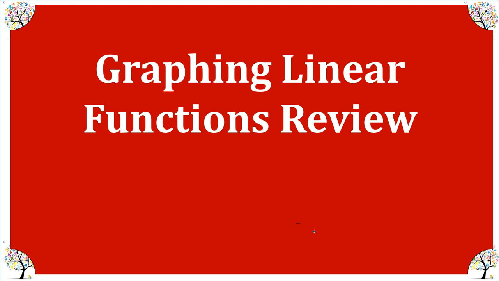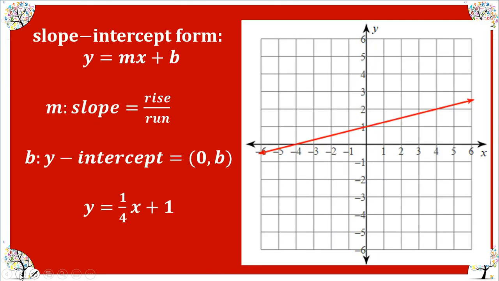Okay, guys, let's review graphing linear functions before we get into our unit on systems. So recall that a linear function is simply a straight line on a graph. Slope-intercept form is a way that we write our linear equations so that we can graph them easily. So recall that the m in our equation, the coefficient of x, is the slope, how steep the line is. And we represent that with a ratio of rise over run.